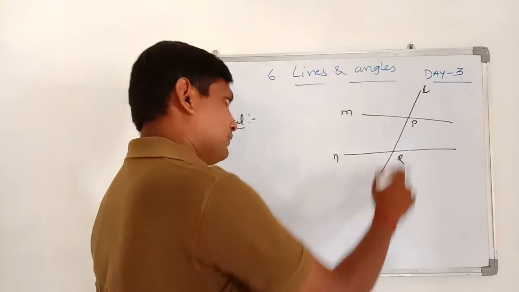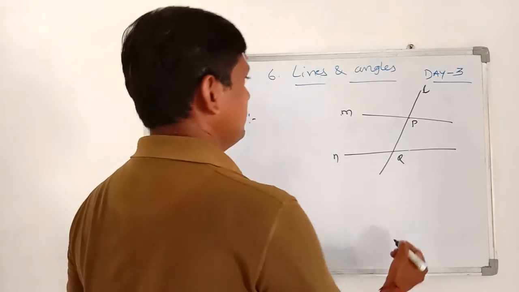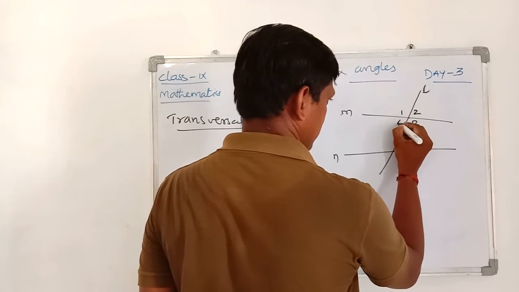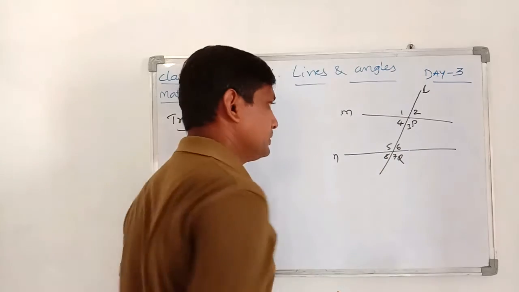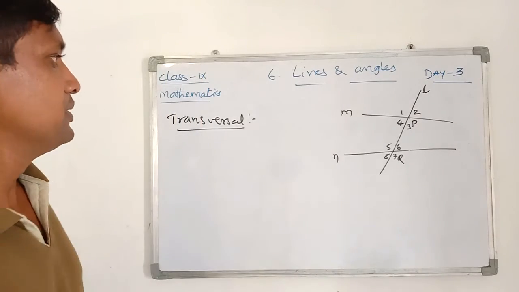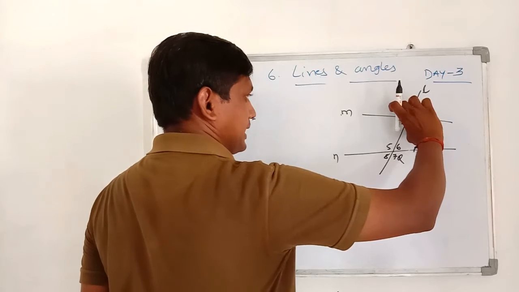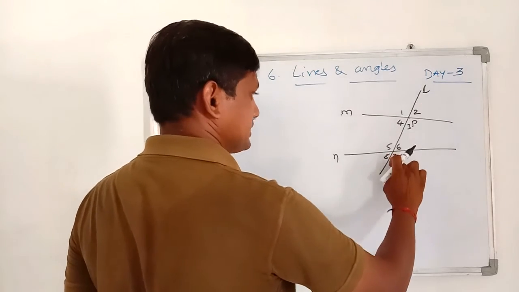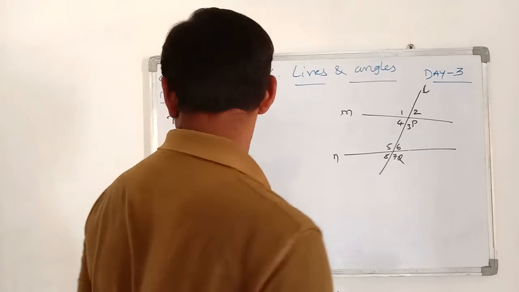If this line is intersecting the two lines at distinct places, then 8 angles are formed. They are 1, 2, 3, 4, 5, 6, 7, 8. Here, angle 1 and angle 3 are vertically opposite angles, and angle 2 and 4 are vertically opposite angles. 5 and 7 are vertically opposite and 6 and 8 are vertically opposite.